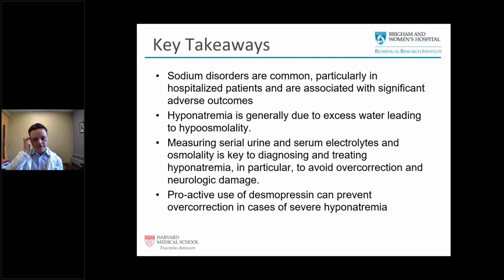I think I'm just coming up on time, but key takeaways: sodium disorders are common, particularly in hospitalized patients, and are associated with significant adverse outcomes. Hyponatremia is generally due to excess water, leading to hypoosmolality. Measuring serial urine and serum electrolytes and osmolality is key to diagnosing and treating hyponatremia, in particular to avoid overcorrection and neurologic damage. And the proactive use of vasopressin can prevent overcorrection in cases of severe hyponatremia.